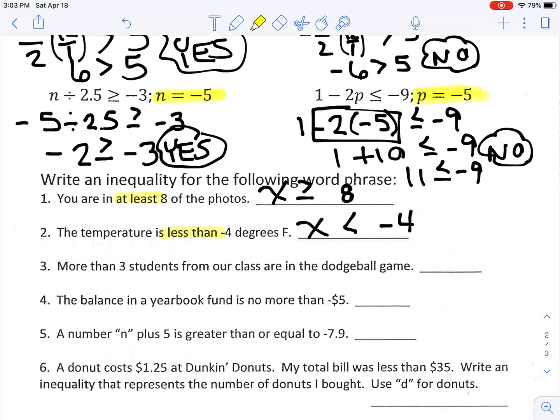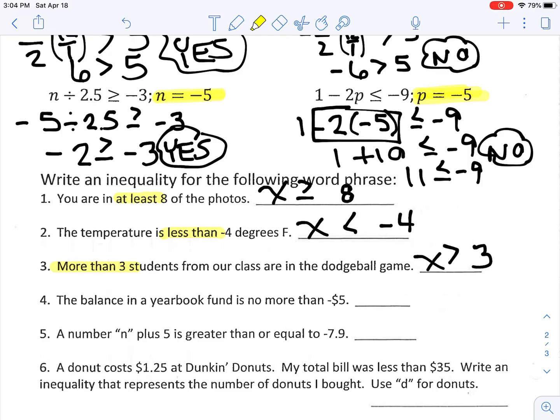More than 3 students from our class are in the dodgeball game. More than 3. Start with your X on the left, put the number on the right, and this one clearly says more than, which means the same as greater than.